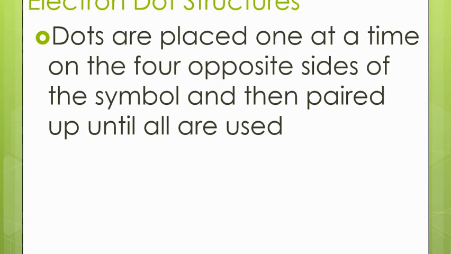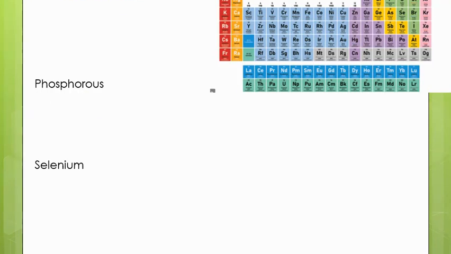The next thing, or the last thing that we're going to talk about in this chapter, is the electron dot structure. So dots are placed one at a time around the 4 opposite sides of a symbol, and then they're paired until they are all used up. As a side note, we are only looking at elements in the first 2 columns and the last 6 columns. We're going to ignore the D and F block, the transition metals and the inner transition metals. We're not going to do anything with electron dot diagrams for those.